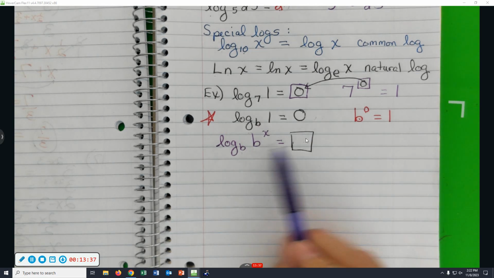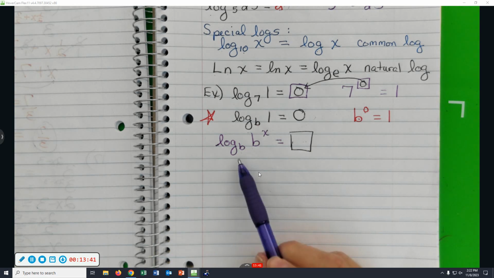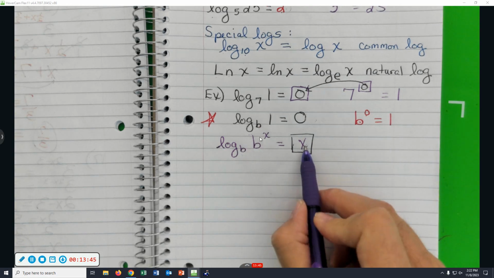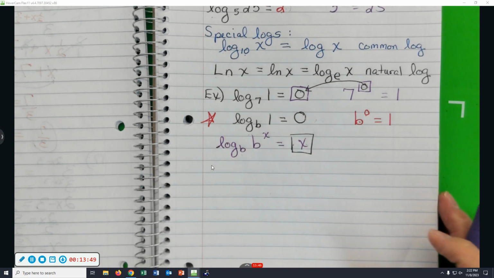B to what power gives you b to the x? It should be obvious. Not 1. It's x. What exponent do you put on the b to give you b to the x? It's x. Think about what's just happened there.